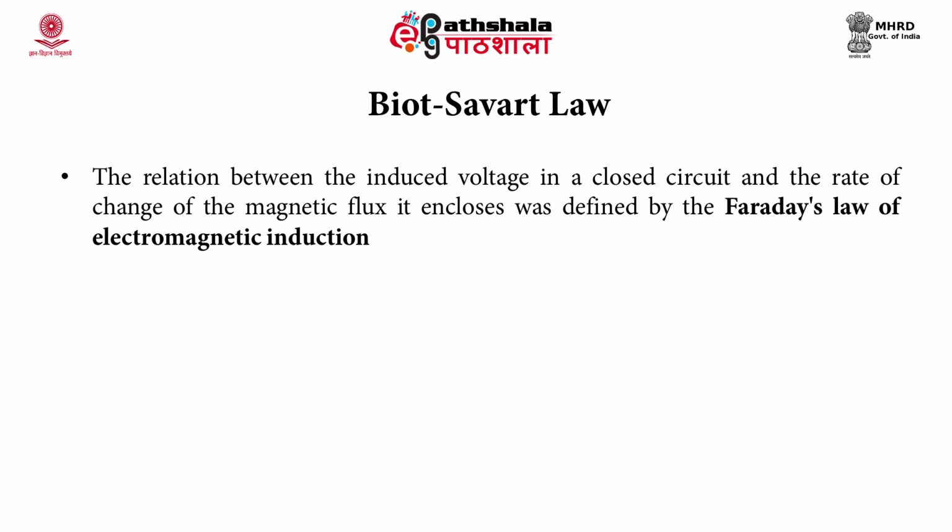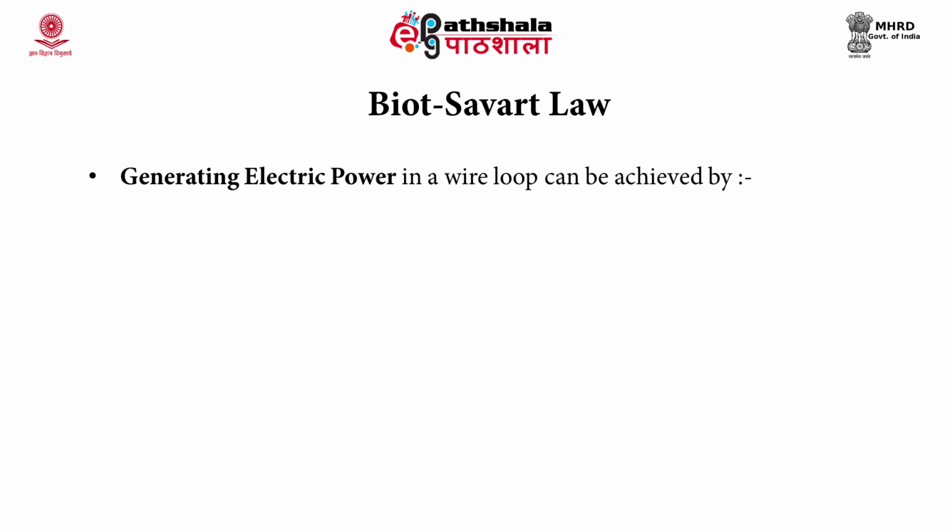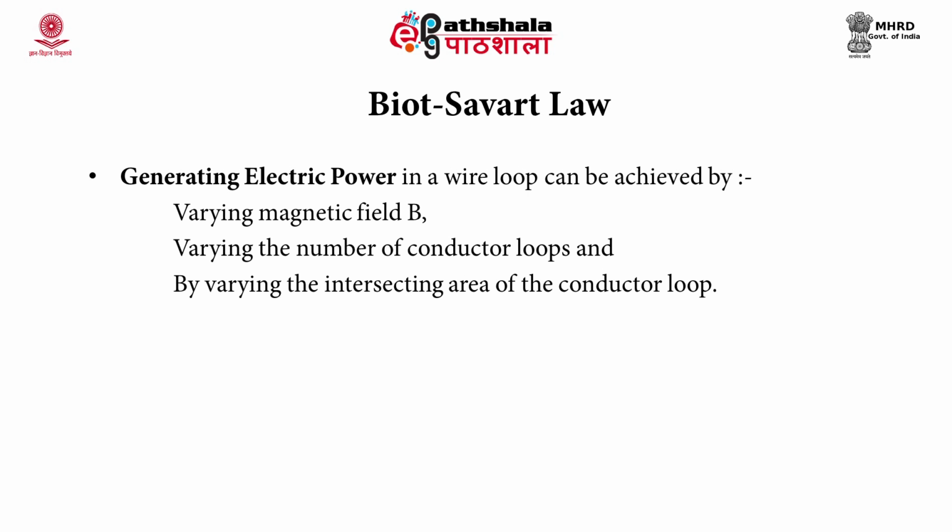The relation between the induced voltage in a closed circuit and the rate of change of the magnetic flux it encloses was defined by Faraday's law. Here, E is the induced voltage and the negative sign is due to the direction of the induced electromotive force. Generating electric power in a wire loop can be achieved by varying the magnetic field, varying the number of conductor loops, and varying the intersecting area of the conductor loop.